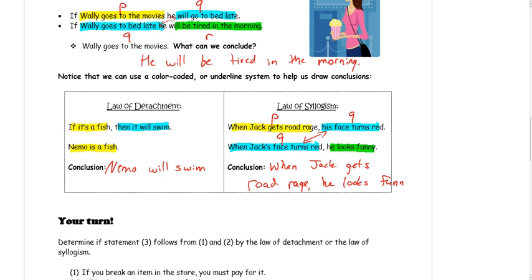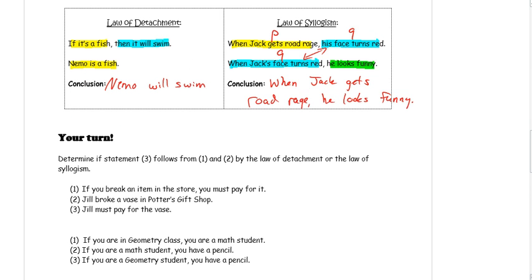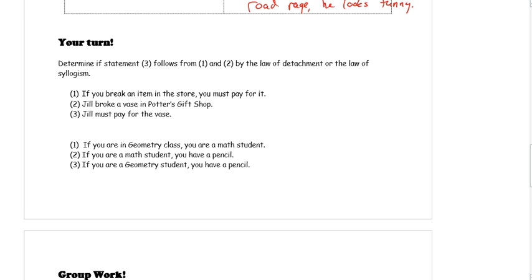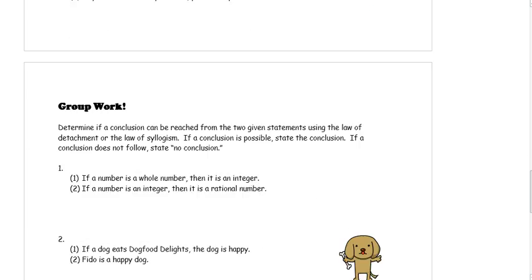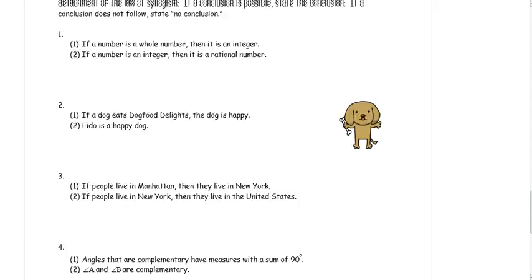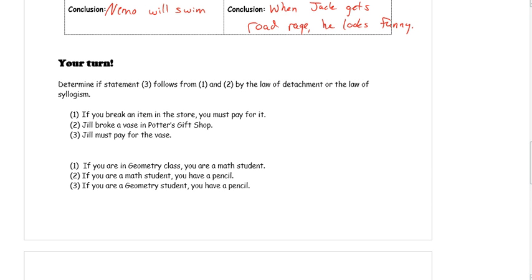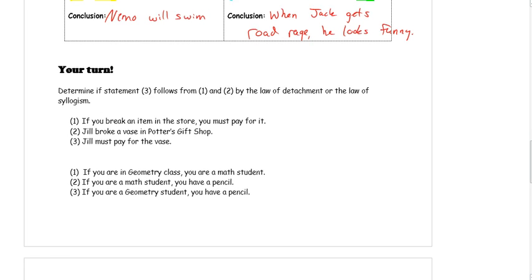Okay, so you have both examples. They're a little bit different here. Okay, so we look at a couple examples. I'm going to go over one or two of these with you, and then I'm going to give you guys a chance to work on a couple of these today, and then again tomorrow in class. So, determine if statement 3 follows from 1 and 2 by the law of detachment or the law of syllogism. So you have to just decide which one is working here.